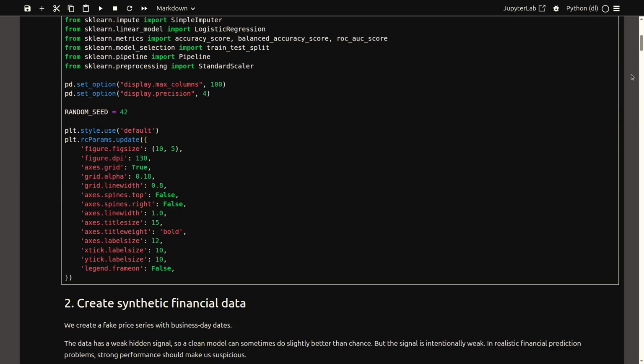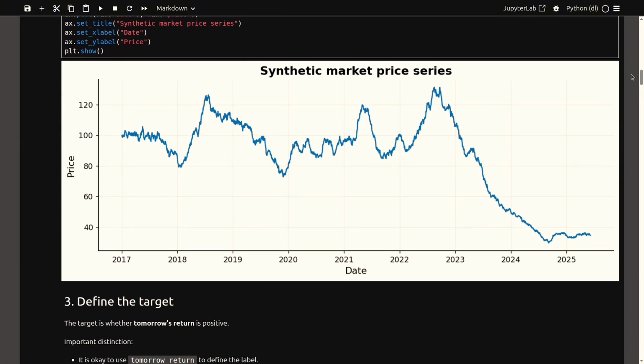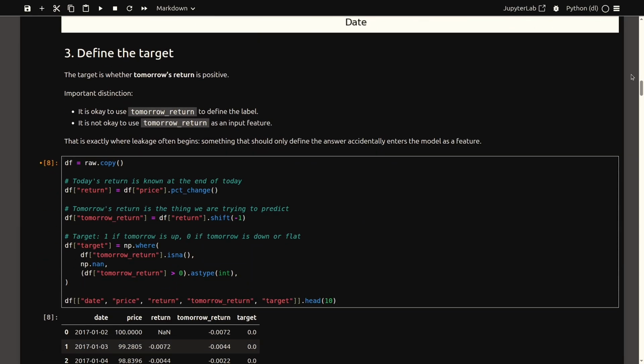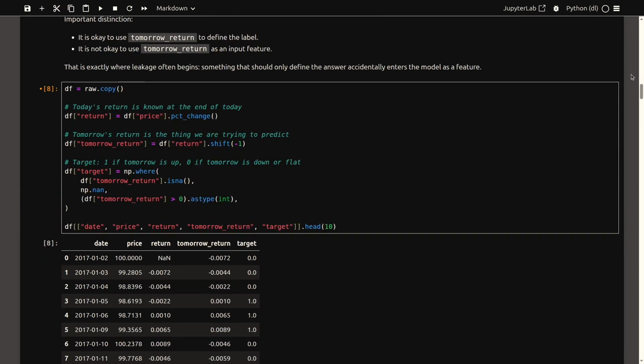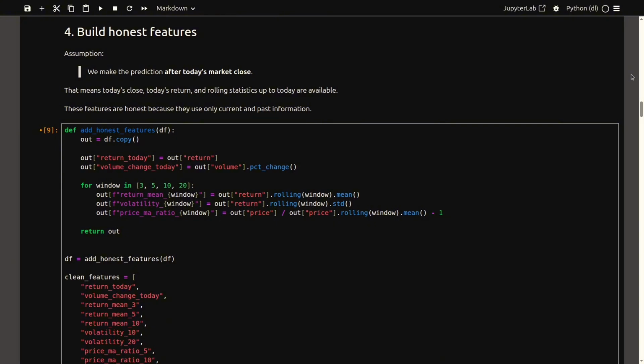Now let's make this concrete. Here we have a simple synthetic financial dataset, and the goal is to predict one thing. Will the market go up tomorrow? That means at prediction time, we know today and the past, but we don't know tomorrow. So the rule is simple. The feature is valid only if it exists before the prediction.